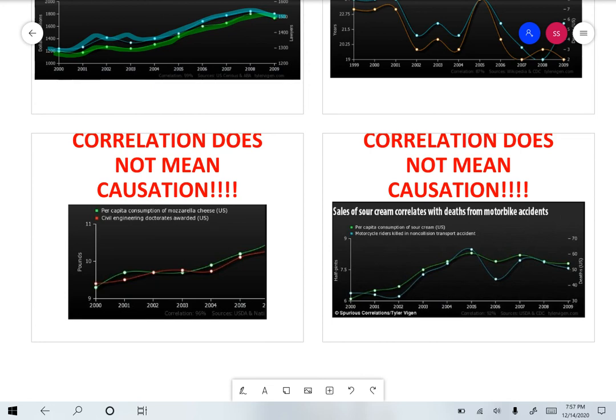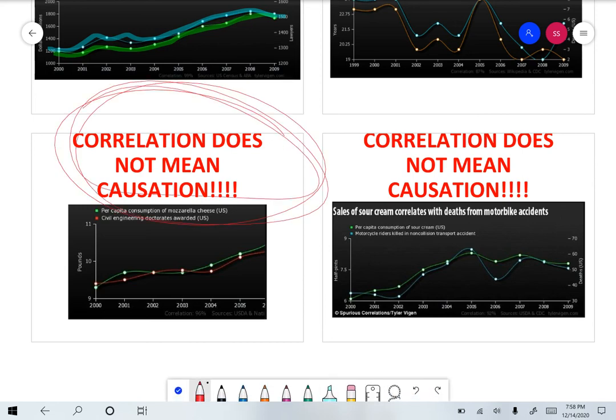And the last one, sales of sour cream does actually correlate, if you do the math, with deaths from motorbike accidents. But does that mean that the more sour cream we sell, the more motorbike accidents there are? No. So the biggest takeaway from this, if I could teach you one thing to take away for the rest of your life, it would be that correlation does not mean causation.